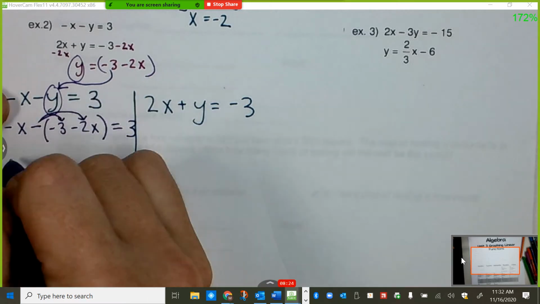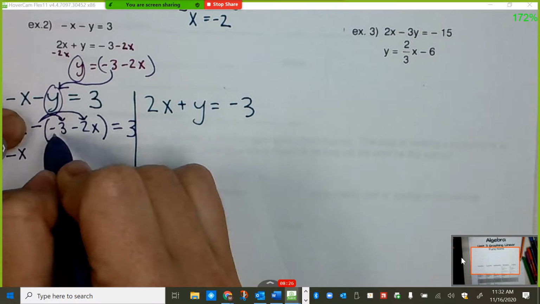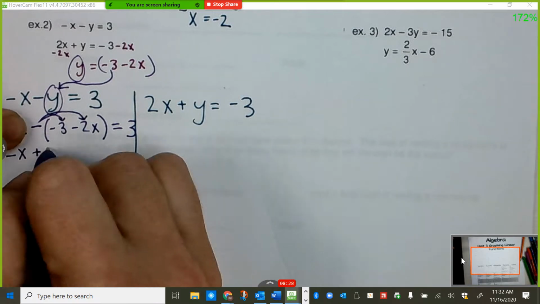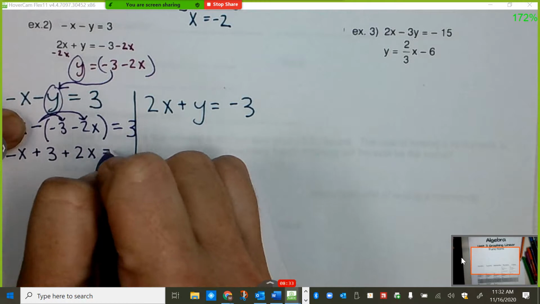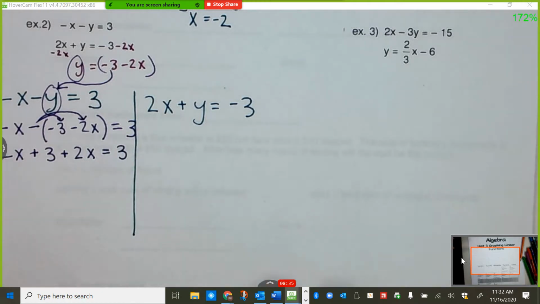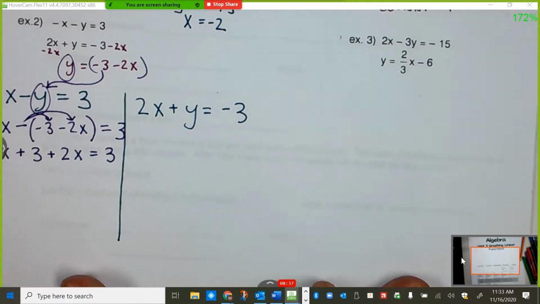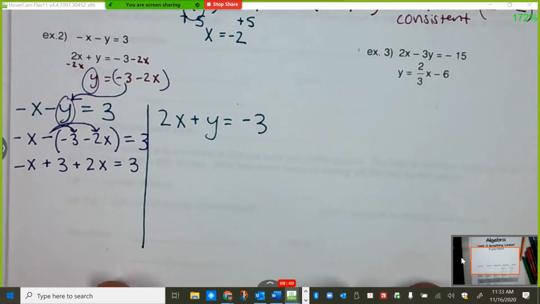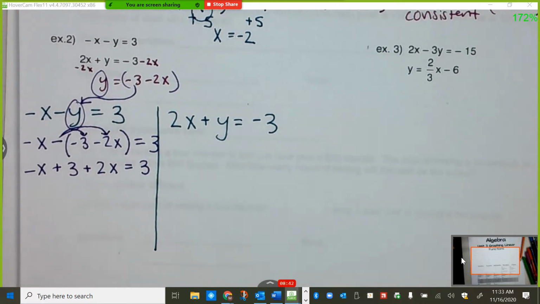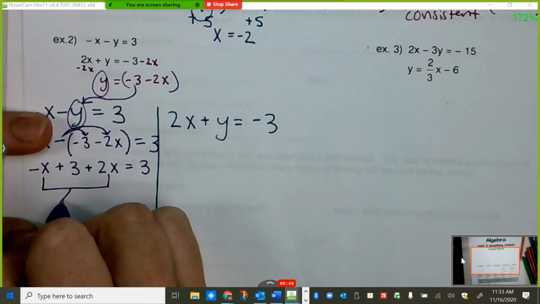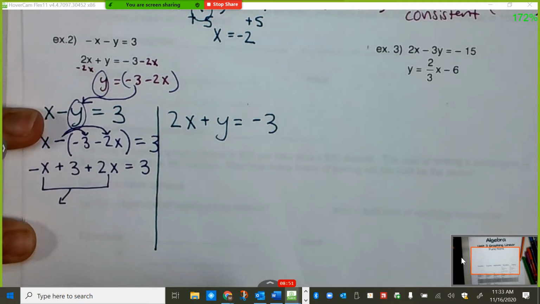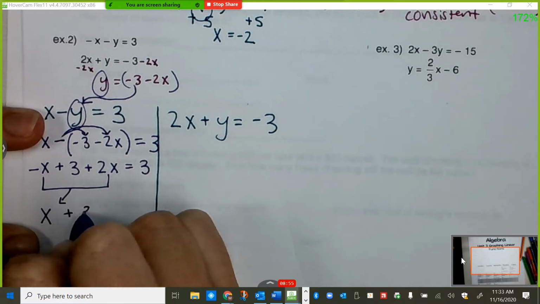So bring down that -x. 2 negatives makes a positive, so this ends up being +3. Another 2 negatives makes a positive, so plus 2x equals 3. Okay. Now what? We can combine our like terms, which are these two, and that gives me, what's -x plus 2x? It's just 1x, or just x. I'm going to bring down that +3 equals 3.